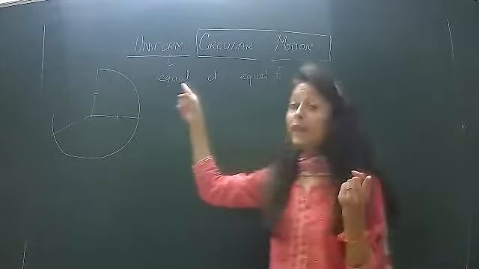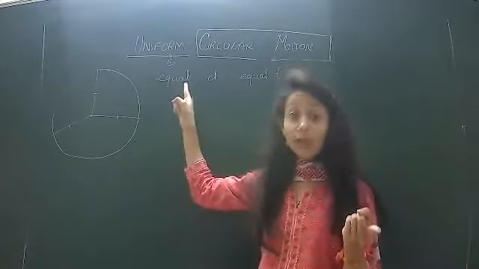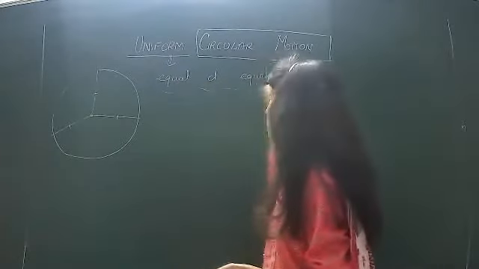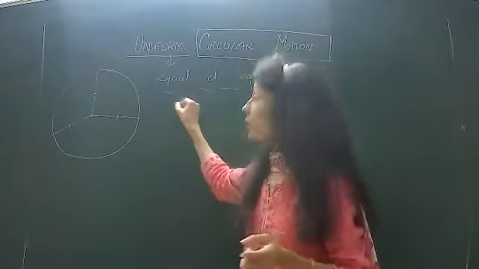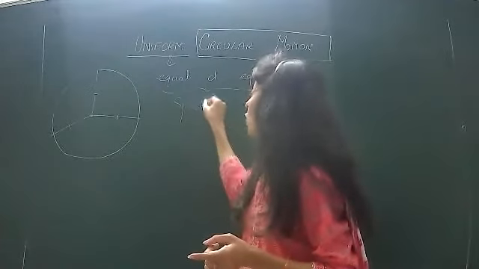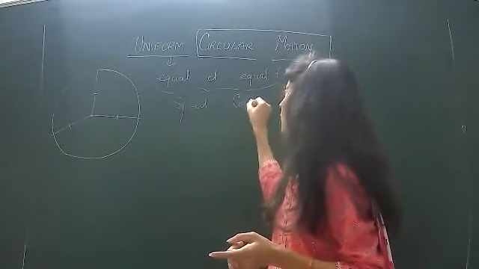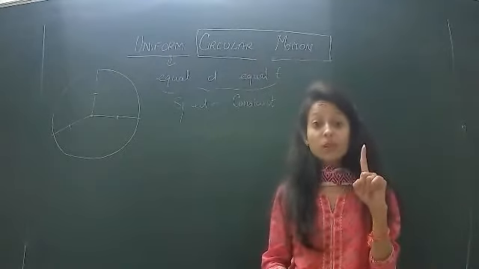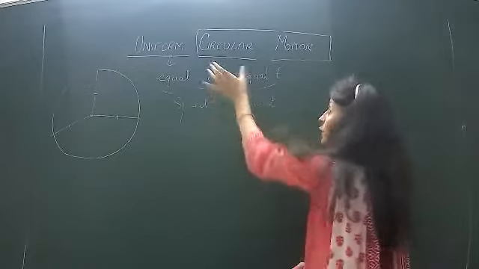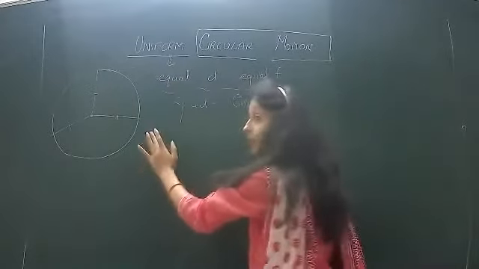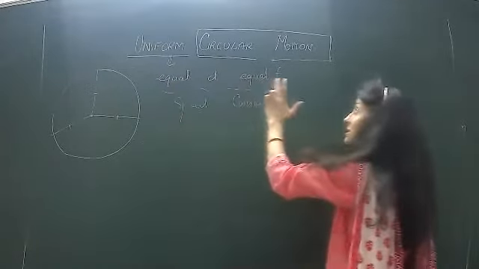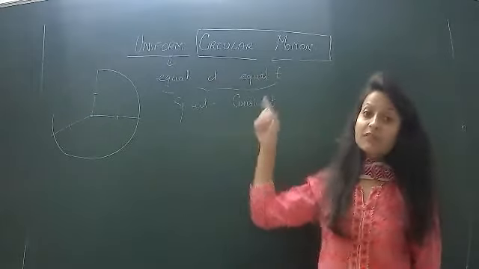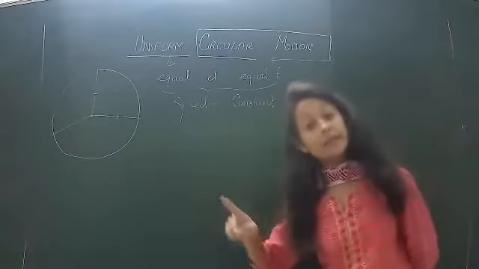Point to be noted, whenever an object is moving such that it covers equal distance in equal intervals of time, we can say that it is moving with constant speed, or the speed of the object is constant. So uniform circular motion is when an object moves along a circular path such that it covers equal distance in equal intervals of time. That means if the speed of the object is constant while performing circular motion, it is said to be uniform circular motion.